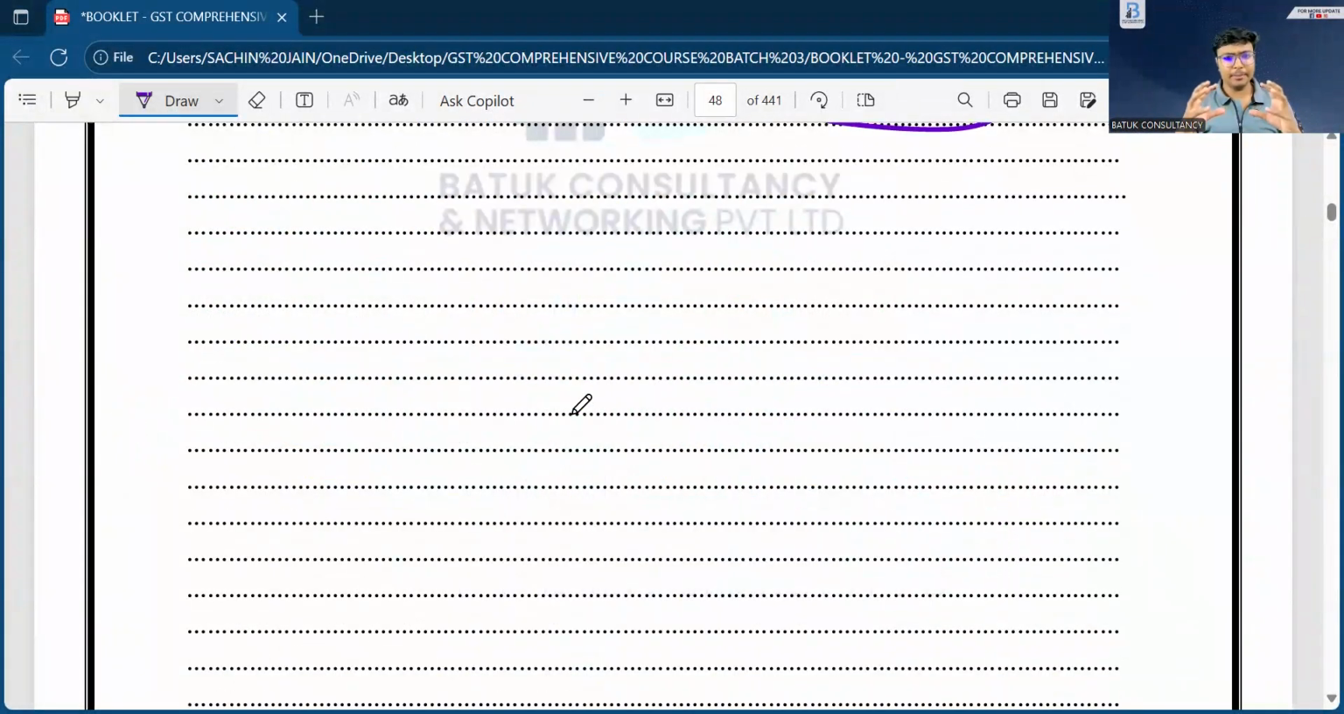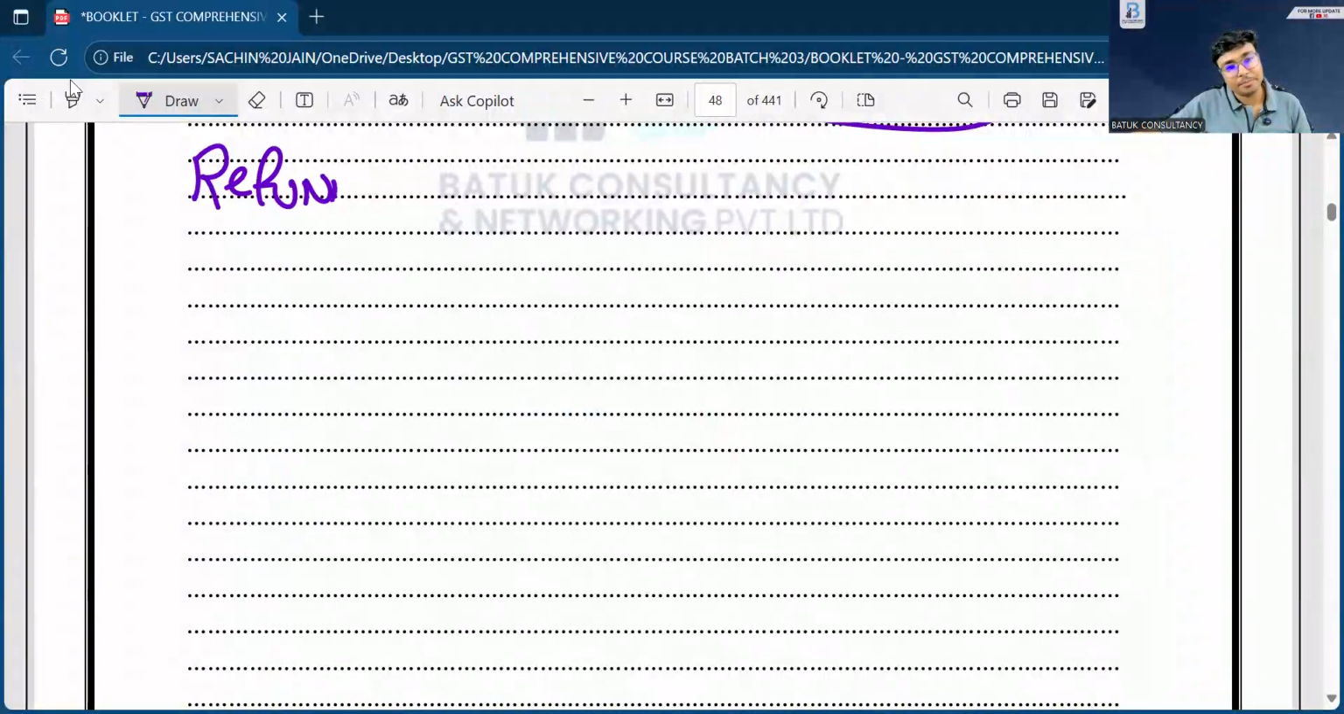Now, formula done. Okay, special things related to net ITC done. How we can file the refund application on GSTN common portal. Okay, so on GSTN common portal, there will be a tab available that is called refund. You just need to click on that tab. You just need to file an application for refund.